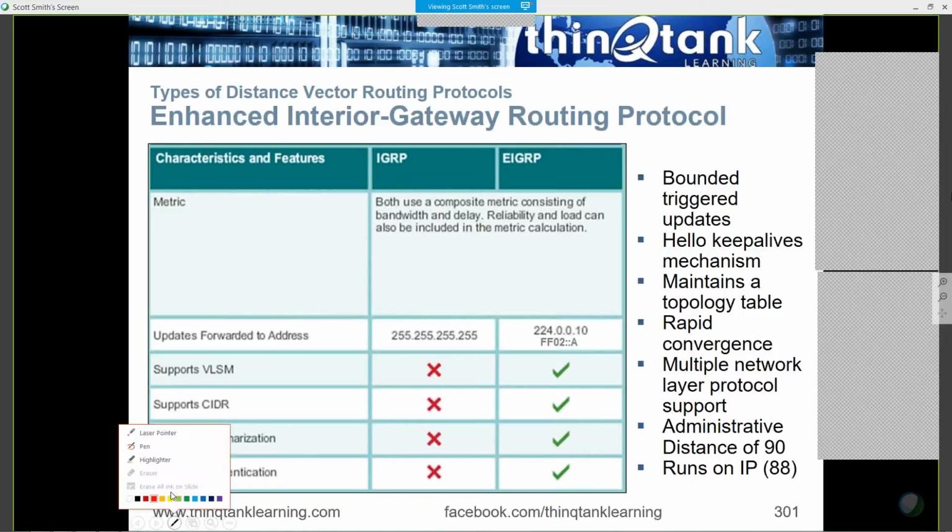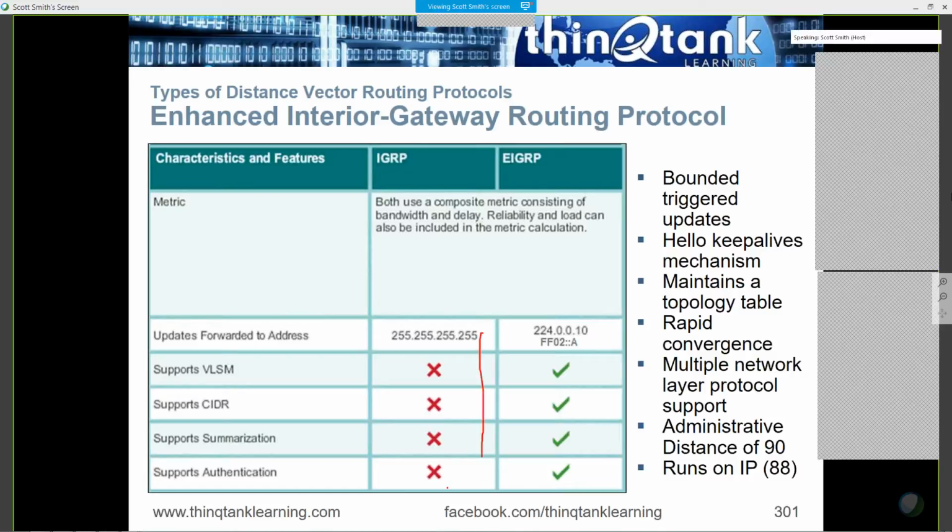Okay? Looks very similar to RIP version 1, doesn't it? Very similar to RIP version 1. Multicast address for EIGRP is 224.0.0.10, or FF02::A. A is hex for 10, isn't it? Okay. A couple of other points.